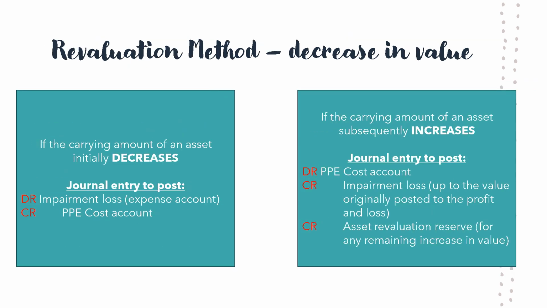Conversely, in those circumstances where the value of an asset decreases as a result of a revaluation, the decrease shall be recognized on the profit and loss statement as an impairment loss. Where that same asset is subsequently revalued and has seen an increase in its value, any amount previously recognized as an impairment loss must first be reversed, with any remaining increment to be posted into an asset revaluation reserve.